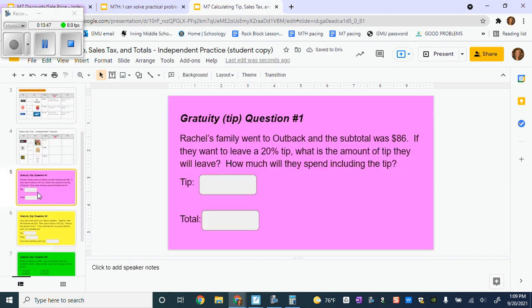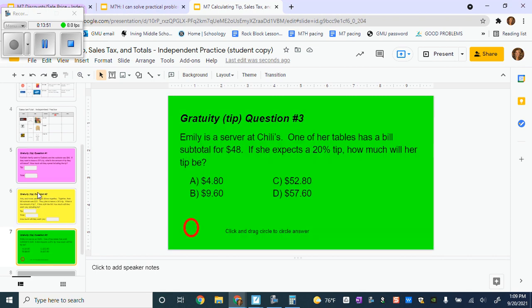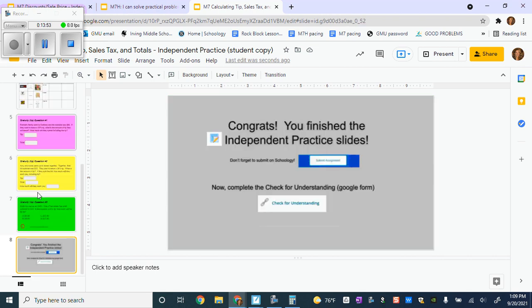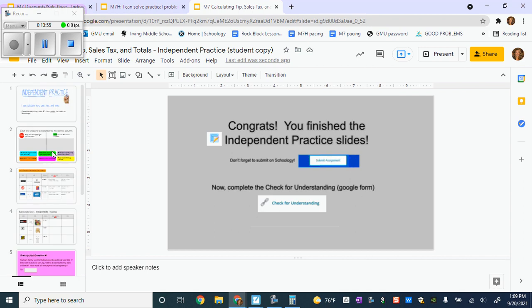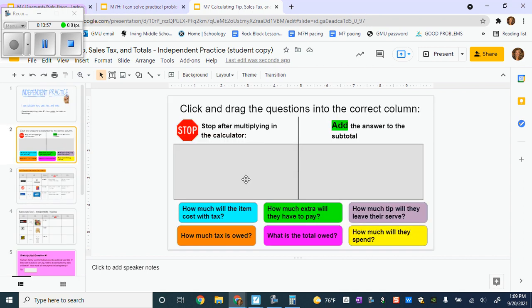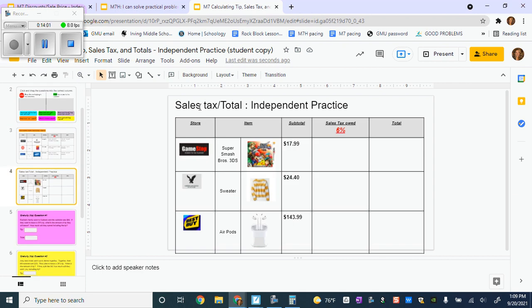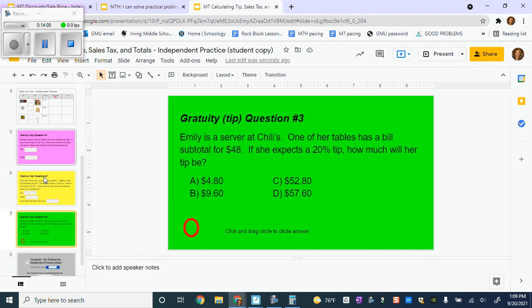All right, and then you've got a gratuity question here, another gratuity question, and a third gratuity question. So the way this works is you're going to practice here just deciding, do you stop or do you need to add your answer? You're going to practice here with sales tax and total. And then this is the gratuity slash tip practice.